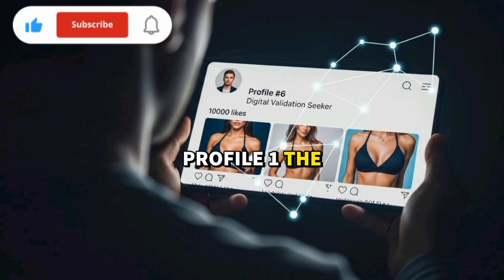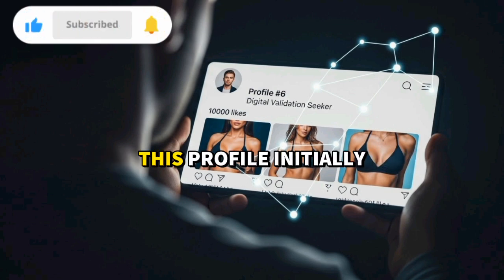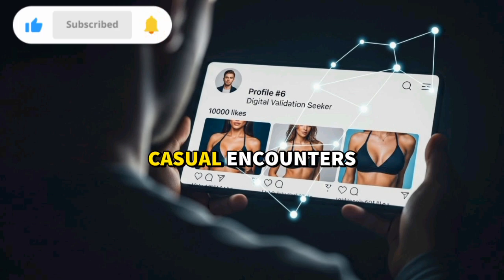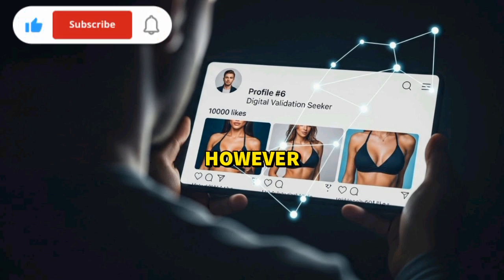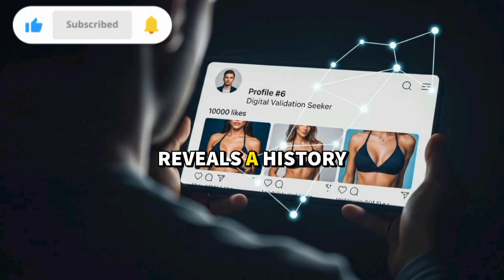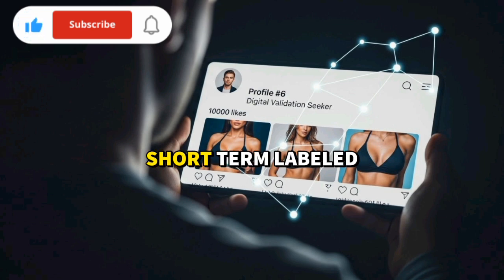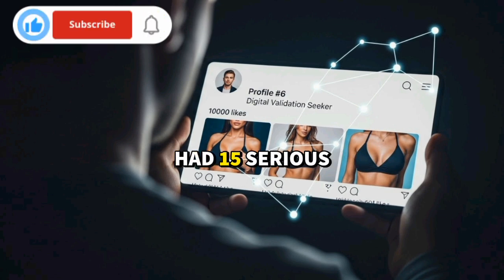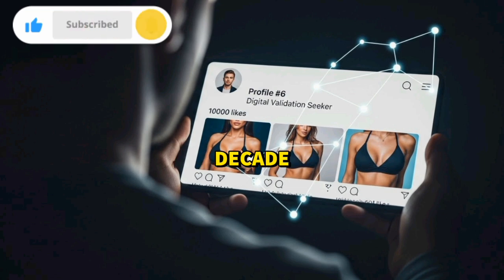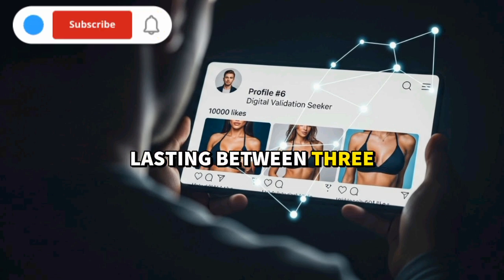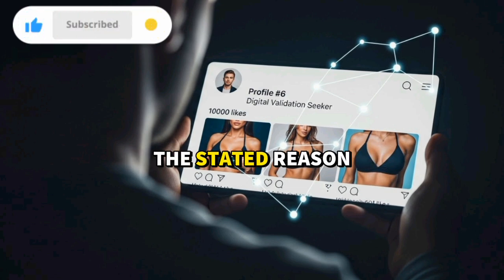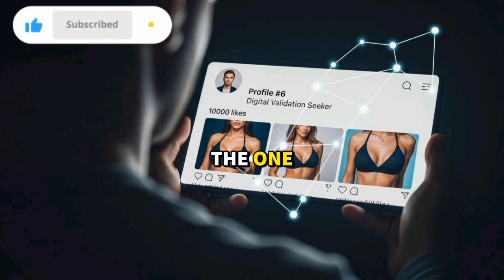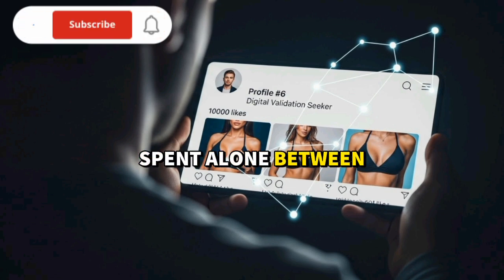Profile 1. The sequential attachment figure. This profile initially appears stable, as it avoids the appearance of casual encounters. However, a deeper examination reveals a history of consecutive, short-term, labeled relationships. For instance, she may have had 15 serious partners in a decade, with each alliance lasting between 3 and 8 months. The stated reason for dissolution is consistently that he wasn't the one, with minimal time spent alone between partnerships.